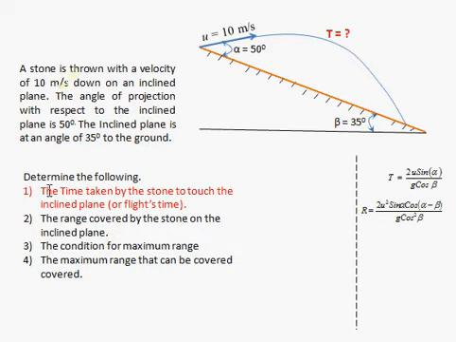The first question is all about the time taken by the stone to touch the inclined plane. As the stone is projected from this point, it will travel along this blue color line and it will hit this point. For this travel, what is the time taken? That is, the flight time is asked in the first question. The next question is the range covered by the stone on the inclined plane. That is the distance from this point to this point, which we call R here. The third and fourth questions are interrelated, and we will see them while solving. Right now we will ignore these two questions.